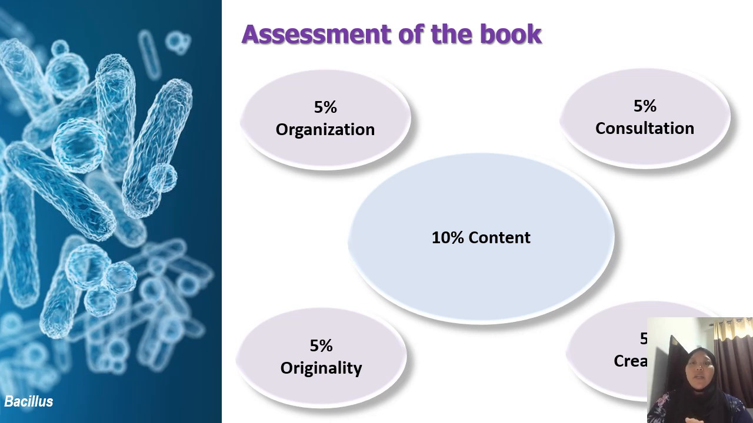Okay, first of all, it's about 30%. So 10% goes to the content, 5% goes to the organization, 5% consultation, 5% originality, and 5% creativity. Now, 10% is the biggest marks given because I have to make sure that the content is right, because that is the most essential part of it.